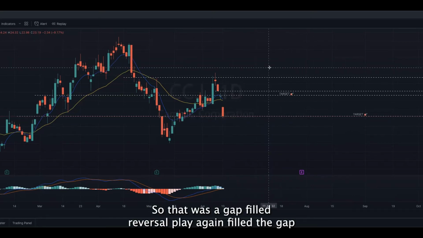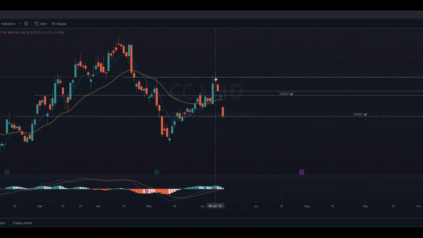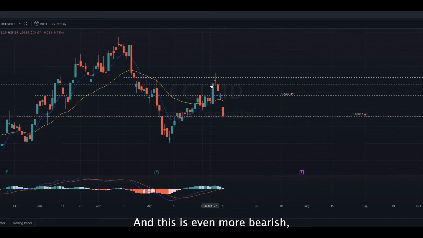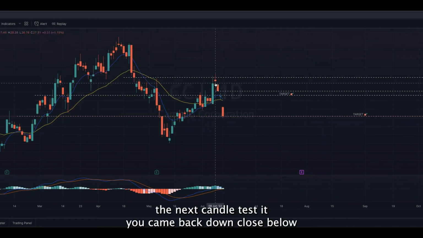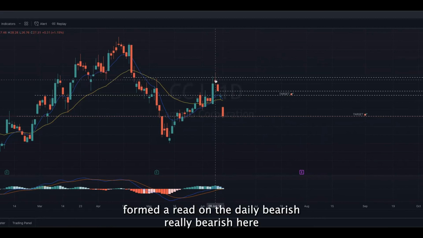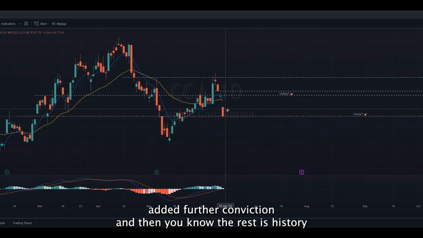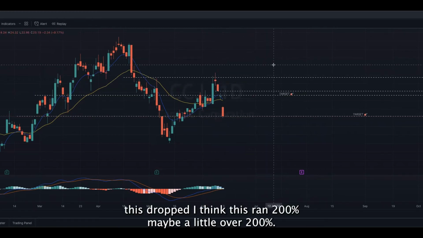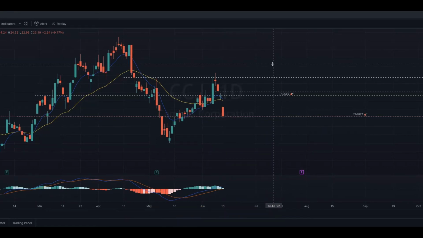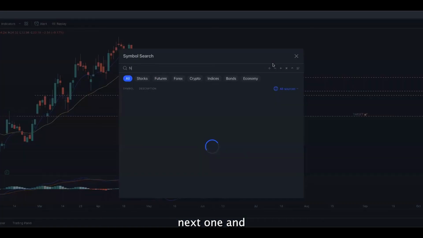All right, so that was a gap fill reversal play. Again, it filled the gap, came back down, and this is even more bearish, especially when you come here, test it, close below, the next candle tests it, you came back down, closed below, formed a red on the daily. Really bearish here, added further conviction, and then the rest is history. This dropped, I think this ran 200%, maybe a little over 200%. I think we got out at like 136% overall. Next one, NEE.